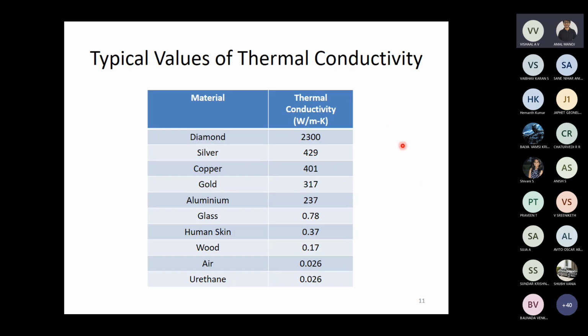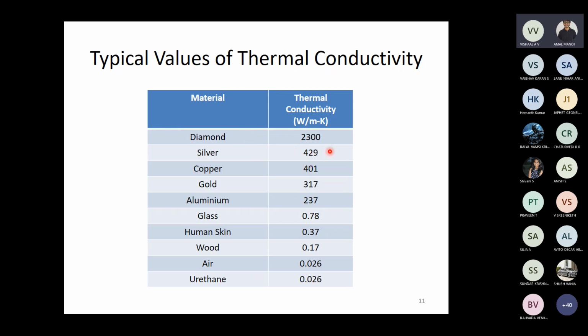So here are some examples of different kinds of materials and their thermal properties. Thermal conductivity has the unit of watt per meter Kelvin. Kelvin is in the denominator. Sometimes you may also be given this unit as watt per meter degree Celsius. Both are the same, because a 1 Kelvin difference is equal to a 1 degree Celsius difference. Now diamond has a value of 2300. It's an extremely good conductor, but we can't use diamond for conduction applications because of its cost.